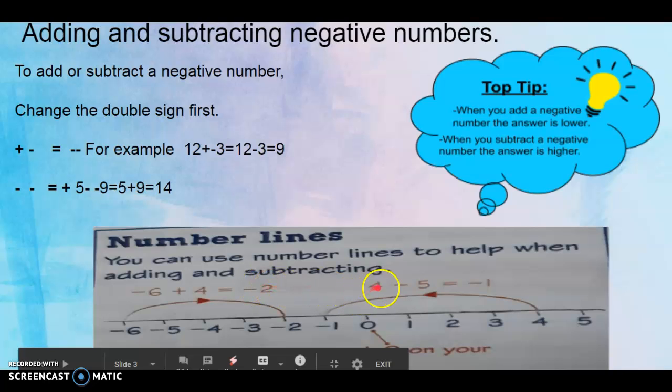Another example, 4 minus 5. Here is our positive 4. So start at 4, count 5 places to the left. 1, 2, 3, 4, 5. Minus 1. So the answer is minus 1. That's how you work out the negative number.